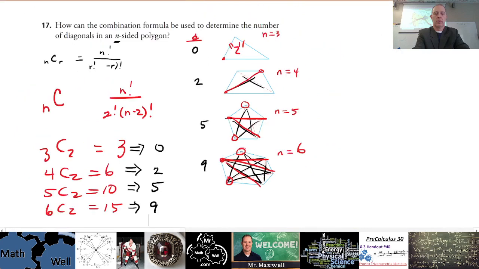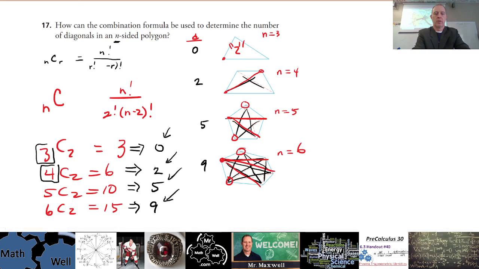Good. Okay, so as we try and finish this question, what we notice is that if we do 3 choose 2, where 3 is n, the number of sides, we get a value of 3. Now the number of diagonals is 0. 4 choose 2, for 4 sides, is 6, and the number of diagonals is 2. 5 choose 2 is 10, the number of diagonals here is 5. 6 choose 2 is 15, the number of diagonals is 9.